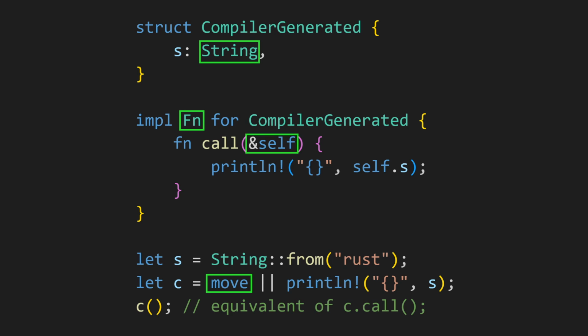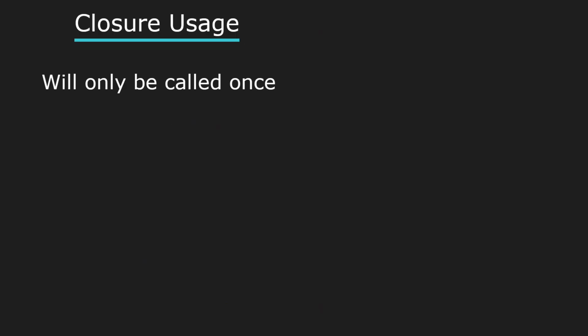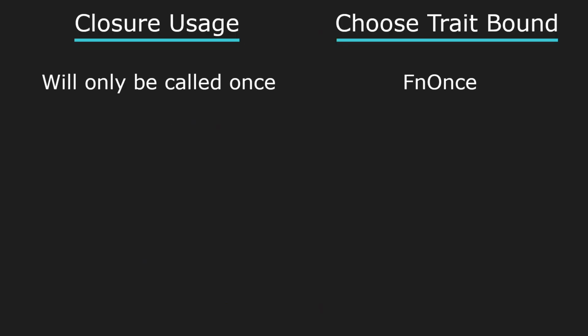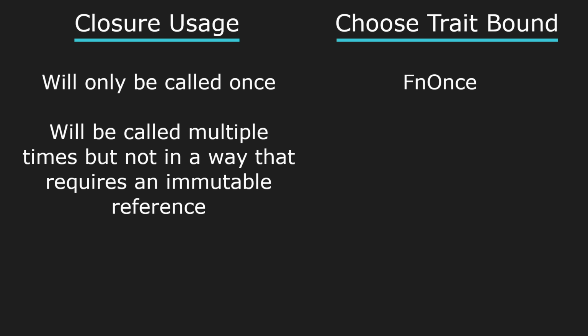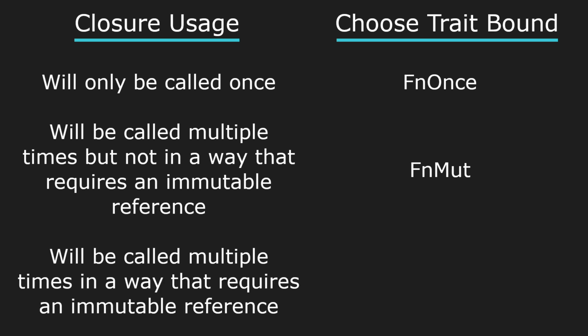The last thing I want to mention is how to choose a closure trait bound. That decision should be based only on how the closure is being used. If the closure will be called at most once, then choose FnOnce. If the closure will be called multiple times, but not in a way that requires using an immutable reference, then choose FnMut. And if the closure will be called multiple times, but in a way that requires using an immutable reference, then choose Fn. Choosing the correct trait bound will ensure that no closures are excluded unnecessarily.